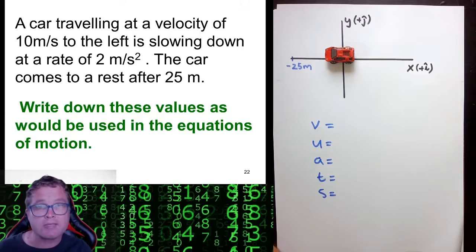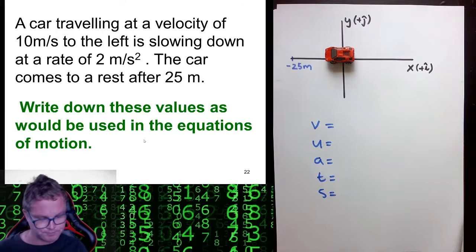Right, now we look at an example, and the purpose of this example is to make sure you can assign the signs correctly to the different quantities in terms of the unit vectors and the direction. So the problem says a car is traveling at a velocity of 10 meters per second to the left and is slowing down at a rate of 2 meters per second squared. The car comes to a rest after 25 meters, and we've been asked to write down the values as you would use in the equations of motion. So this is the situation.